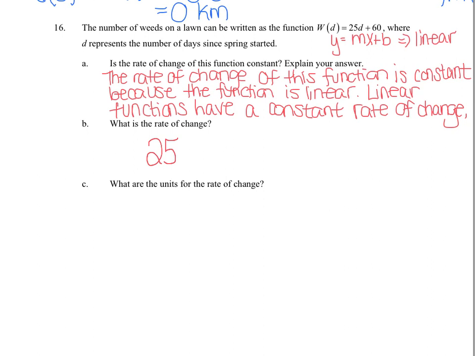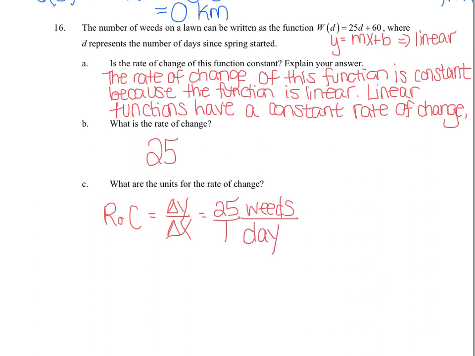Finally, what are the units for the rate of change? Well, remember that rate of change, I'm just going to abbreviate it ROC, is going to be our change of y over our change of x. Well, we know that we're going to have 25 over 1, but what is our y? Our y is w of d, which means that it's the number of weeds. So 25 weeds over our x. Our x is going to be d, which is number of days, so 1 day. Therefore, our units are going to be weeds per day.